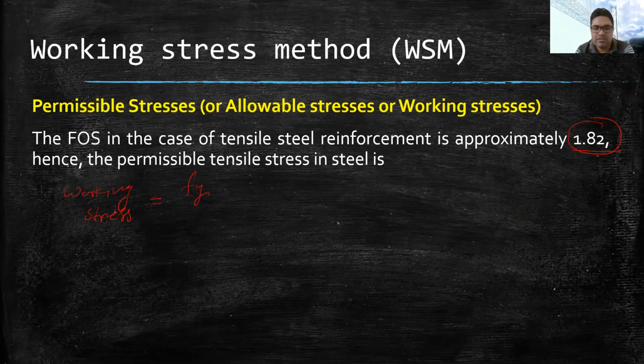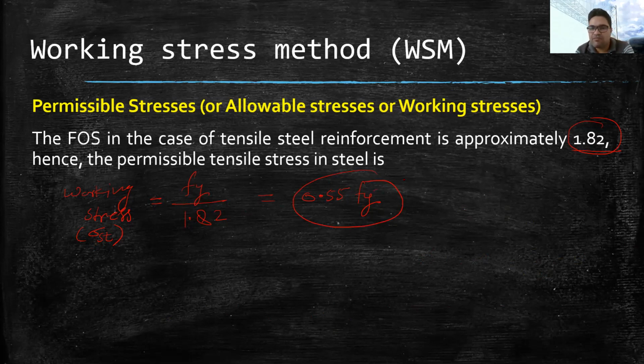So working stress will be the ratio of limiting strength of the steel divided by the factor of safety, and this factor of safety is approximately 1.82 in working stress method. So this value will become 0.55 times of Fy. This working stress is denoted by sigma St. So sigma St will be the working stress for steel, and this working stress for steel will be 0.55 times of Fy.